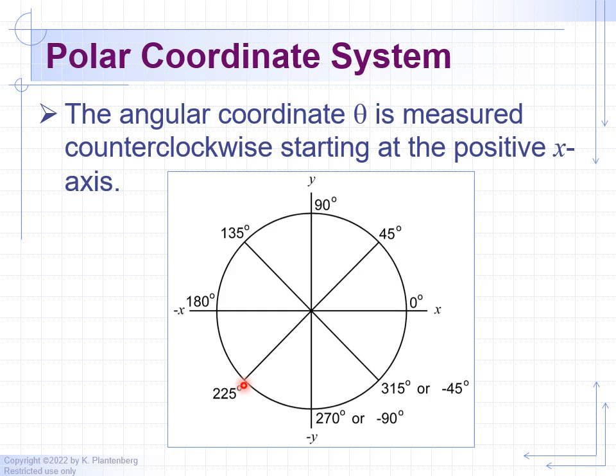Now keep in mind, you can also use negative values. So instead of putting in, for example, an angle of 315 degrees, you can also use minus 45. Instead of 270, you can use minus 90. That works just fine. Anytime you put a minus sign in, it's going to measure in the clockwise direction.